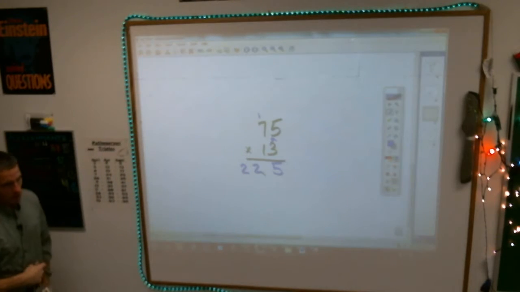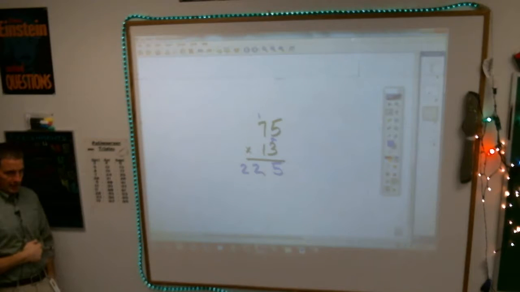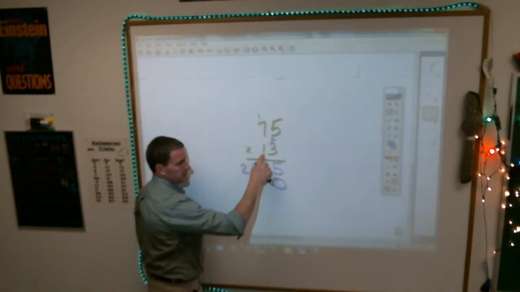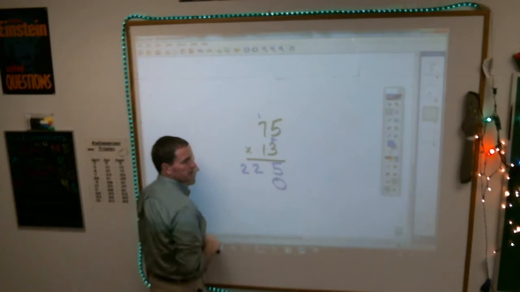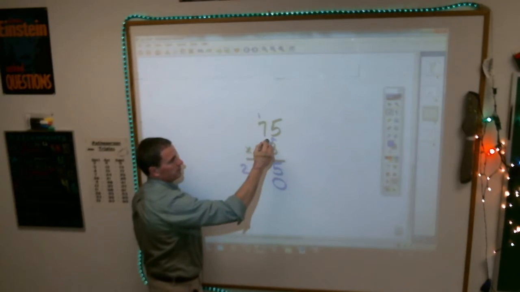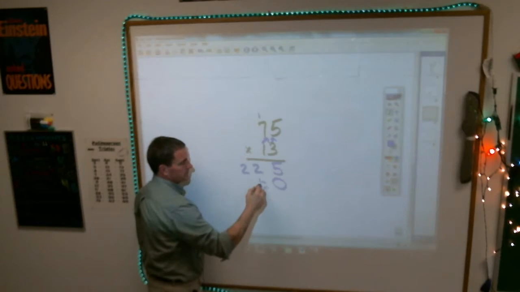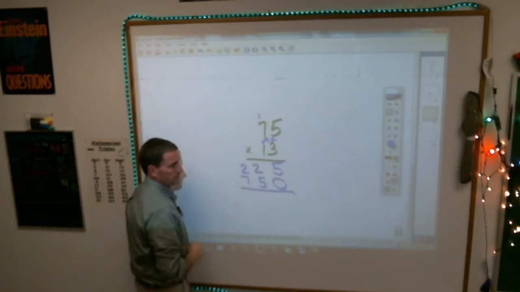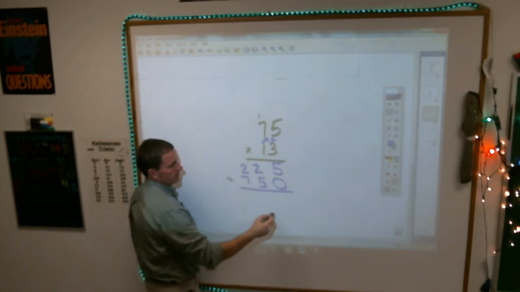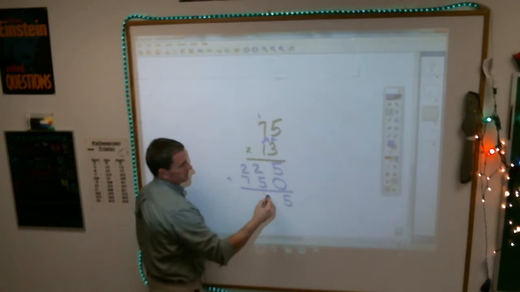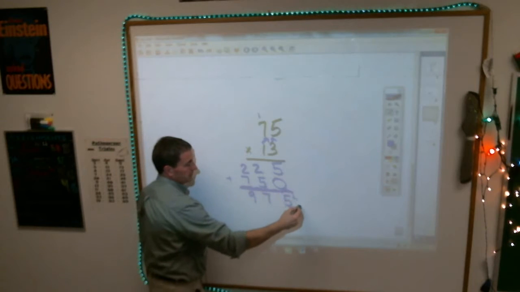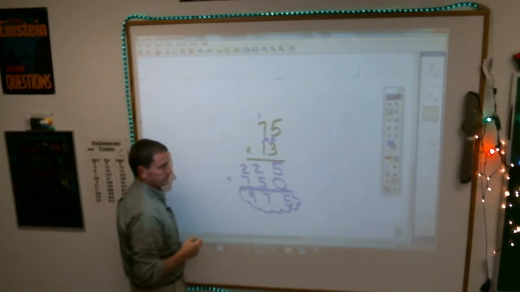Here's where most people go wrong. You can't forget the next critical step, which is to start with a 0. You put a 0 underneath there because this is in the tens place, not the ones place. And then you multiply through by the 1. 1 times 5, 1 times 7. Then you add those two numbers together, you get 975.